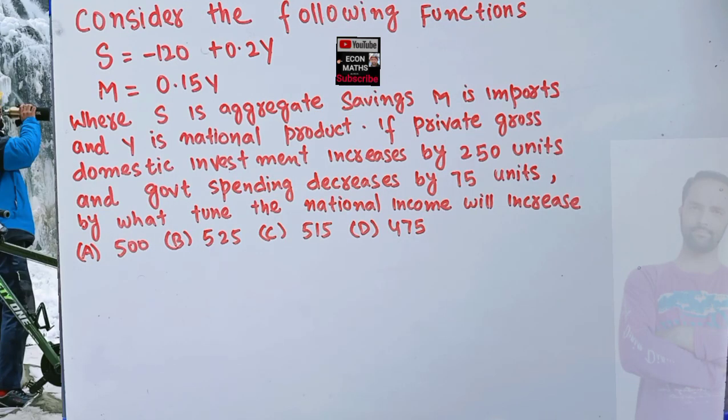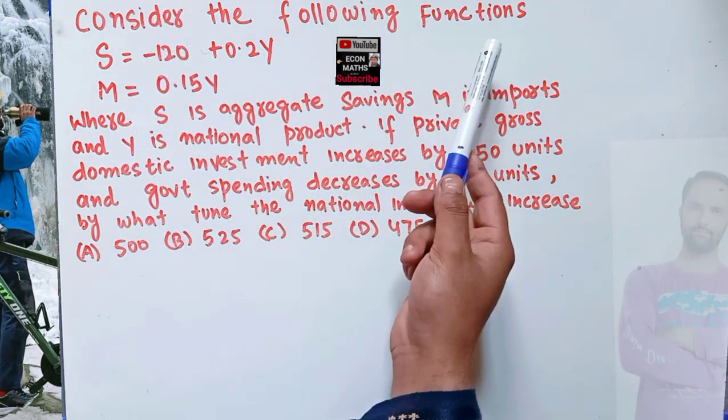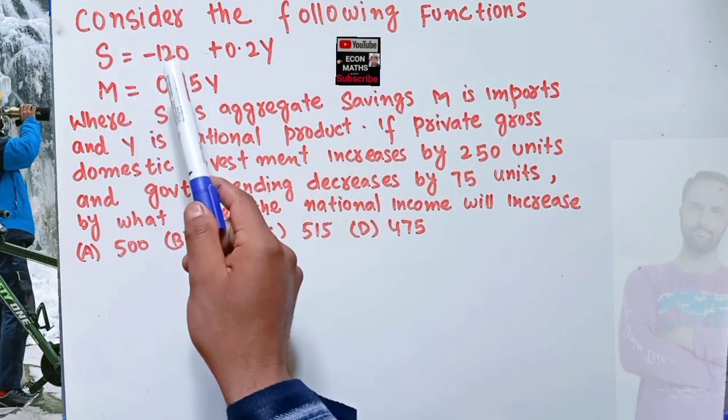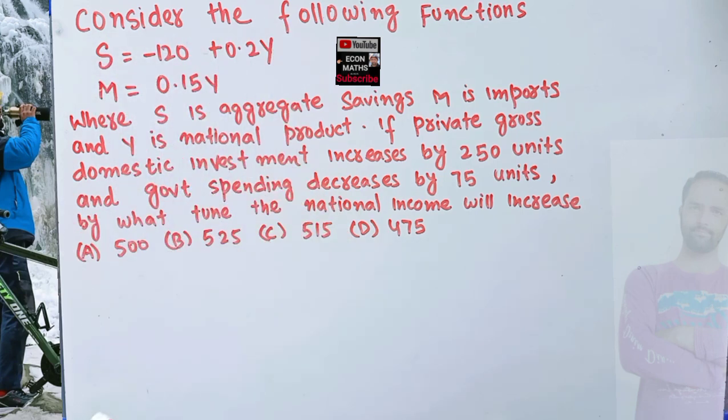In this video, we will solve a question that was asked by a brother on Telegram channel of EconoMaths. The question is, consider the following functions. S is equal to minus 120 plus 0.2y. S denotes the savings and y is the income.